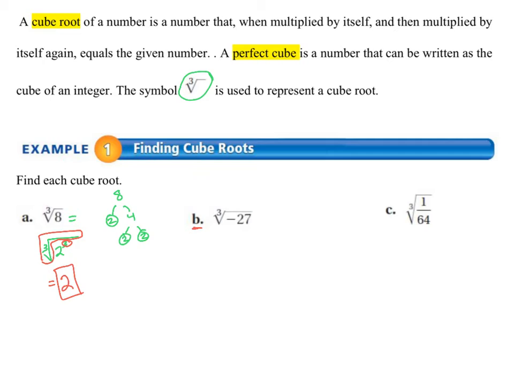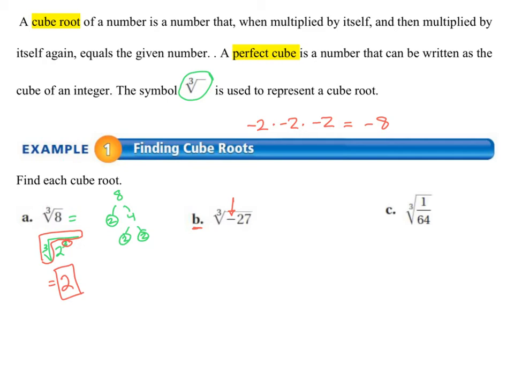In B, you see something a little different. You'll notice there's a negative sign. Cube roots don't have two different answers like square roots do, because when you multiply something by itself 3 times, like -2 times -2 times -2, that's not going to give you a positive result. In fact, that's going to give you -8. So the cube root of -8 really only has one answer.